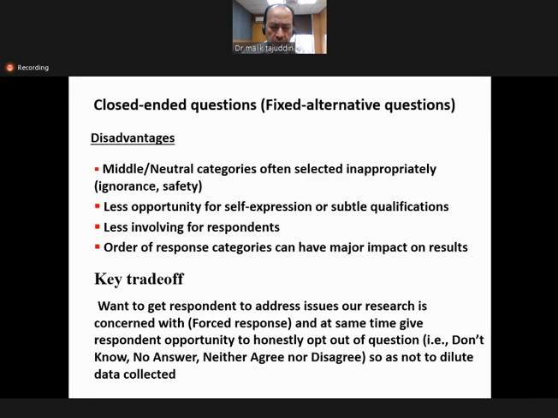But what you have done is that you have limited the thinking of the respondent, and you are not getting the inside feeling there, and he has been fixed to choose among these responses. Disadvantages are that middle neutral categories are often selected inappropriately: ignorance and safety.